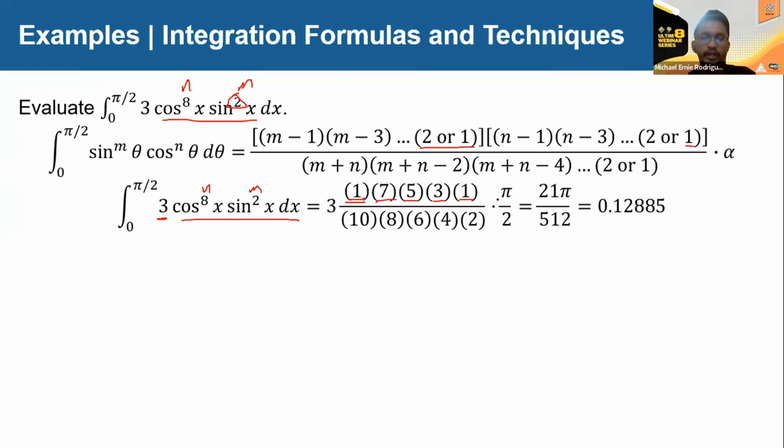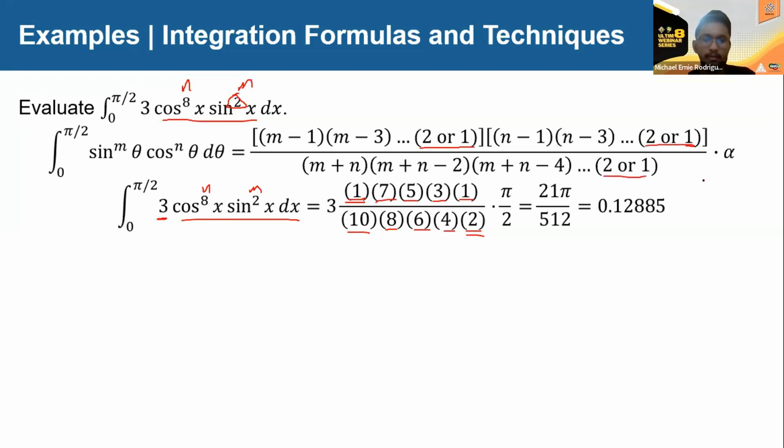And then all over, m plus n. 8 plus 2 is 10. Okay? And then minus 2, minus 4, up to, abot tayo sa 2 or 1. Okay? So minus 2, we have 8. Okay? 10 minus 4, we have 6. 10 minus 6, we have 4. 10 minus 8, we have 2. Walang kasunod, no? Kasi we have reached 2. So we stop at 2 or 1.